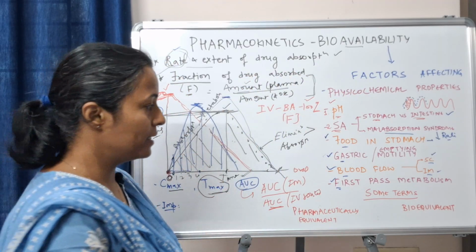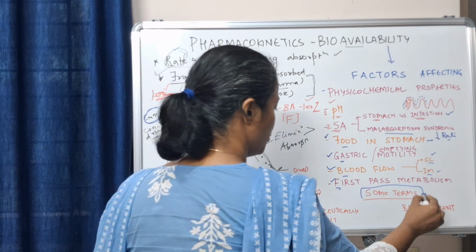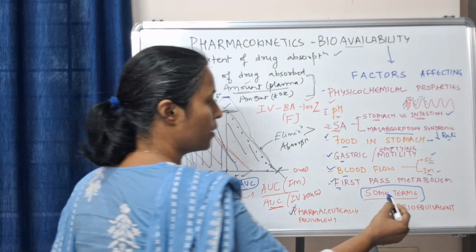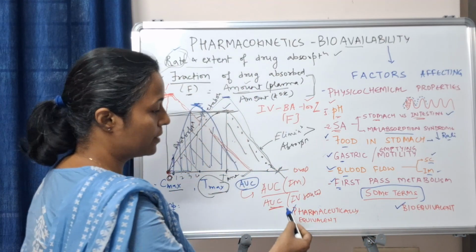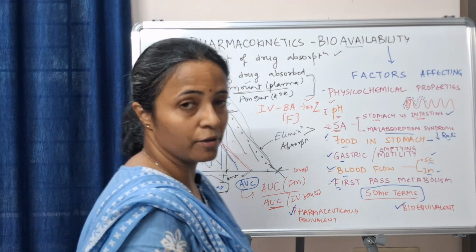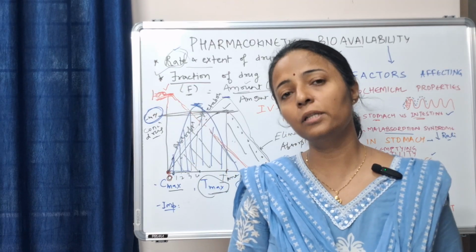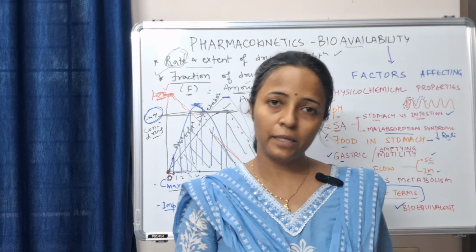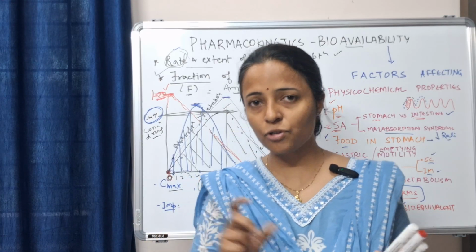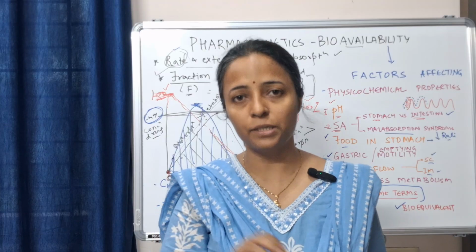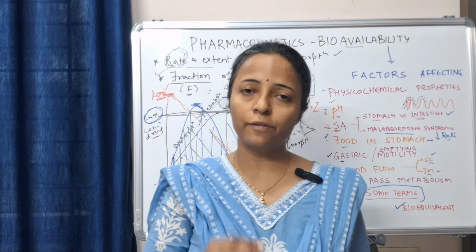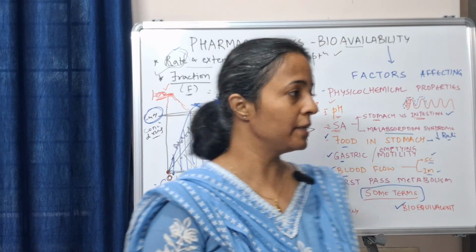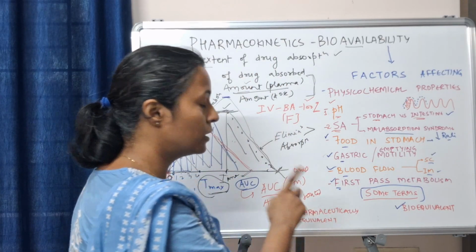Now, before ending, there are some terms we should know: what is pharmaceutical equivalence and what is bioequivalence. Pharmaceutical equivalence is when we have two different companies preparing the same drug and this drug has the same components in both of them. Whatever the components are, they are the same in both the drugs prepared by the two different companies. That is known as pharmaceutical equivalence.